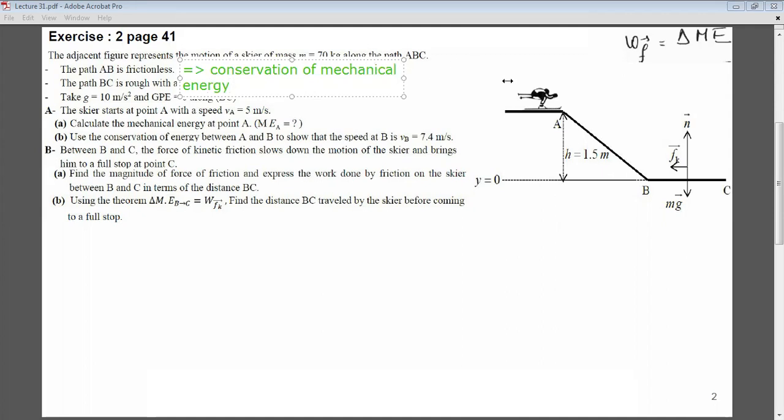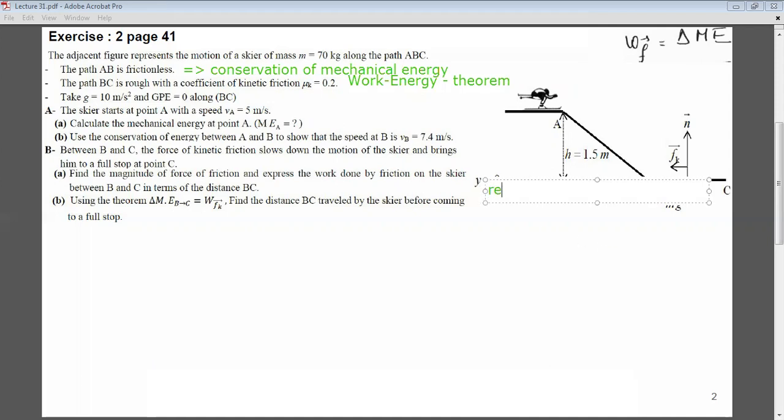on the path AB. The path BC is rough and the coefficient of kinetic friction is 0.2. So here I cannot apply conservation of mechanical energy, but here I can apply the work energy theorem. Take g to be 10 and GPE equals 0 along BC. So over here is our reference where GPE is equal to 0.